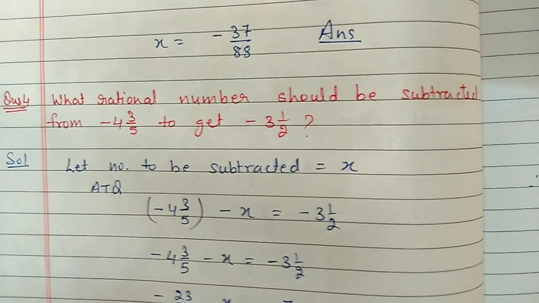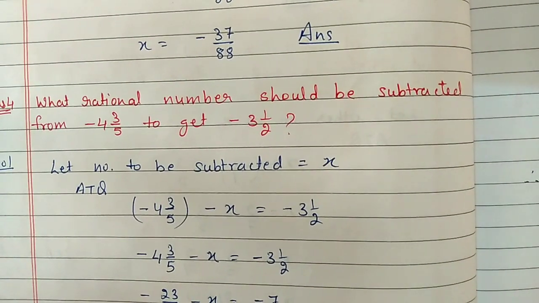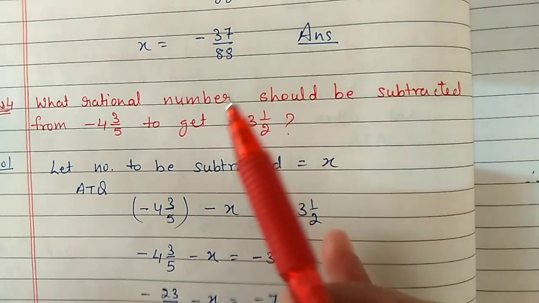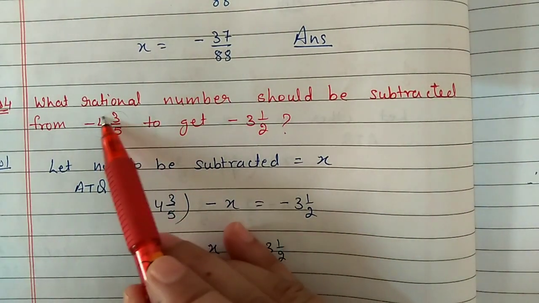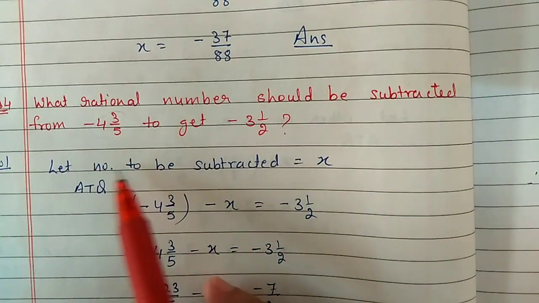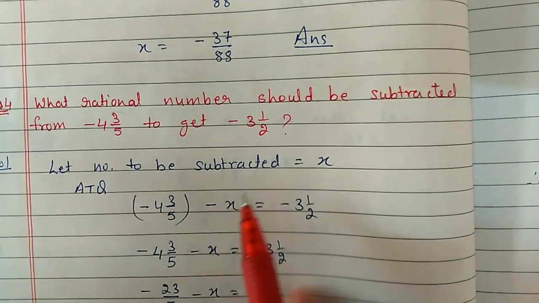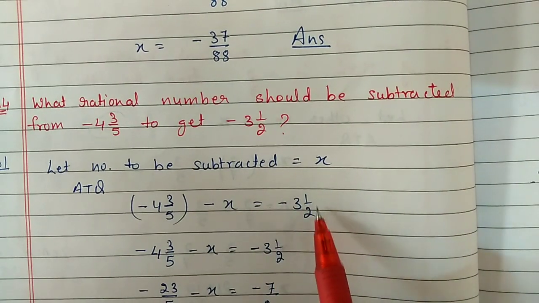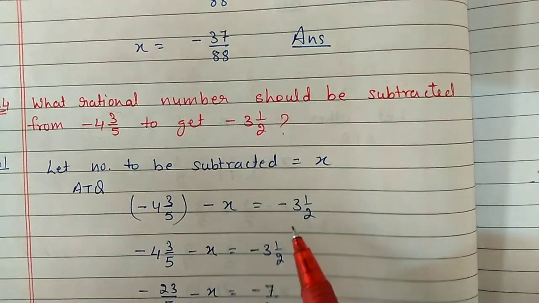Question number 4. What rational number should be subtracted from minus 4 whole number 3 by 5 to get minus 3 whole number 1 by 2? It means something we have to subtract from this number. So this number will come at first place. Let the number to be subtracted be x. So subtract x from this number and the answer will be minus 3 whole number 1 by 2.